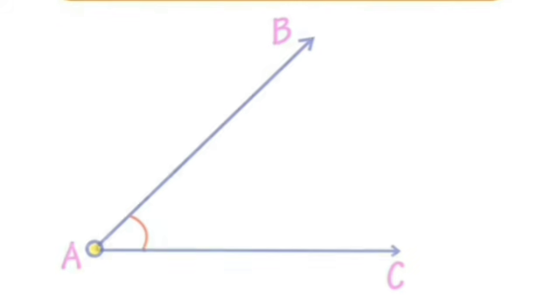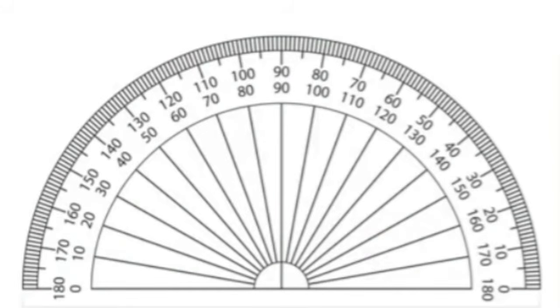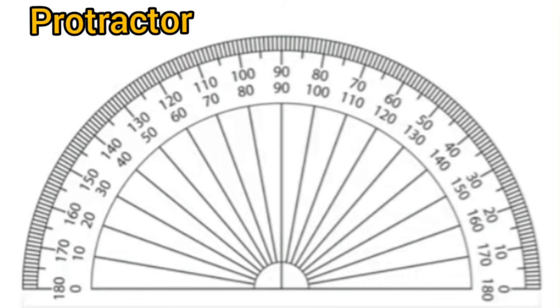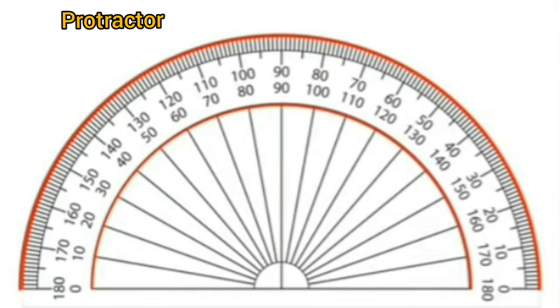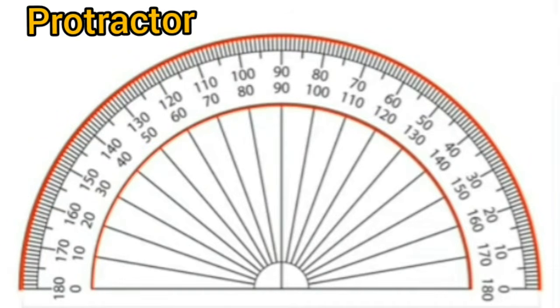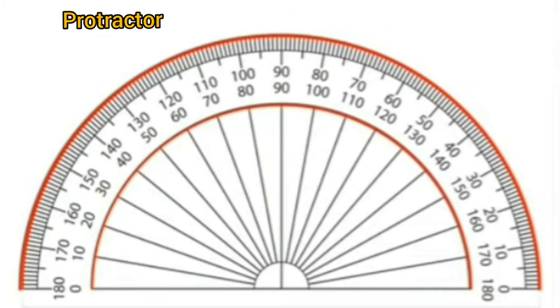For example, look at this angle. If I want to draw such an angle in my notebook, what will I use? Yes, we use a protractor. This protractor you find in your geometry box. It can be used to draw angles and also to measure angles.